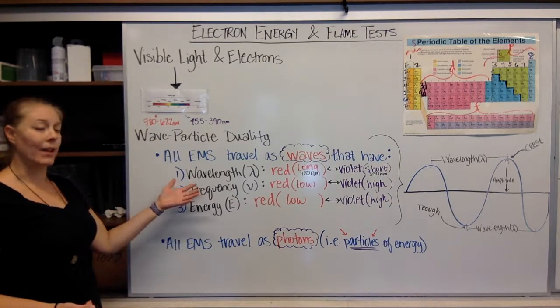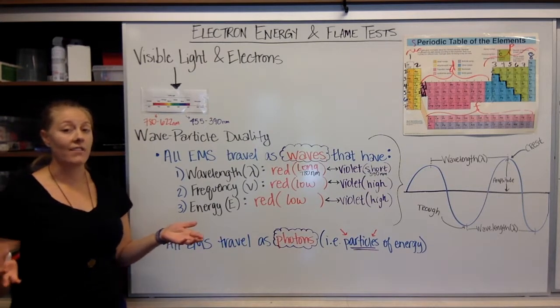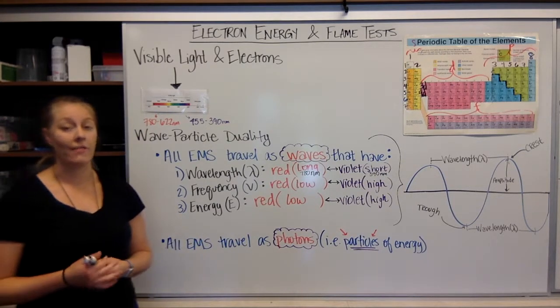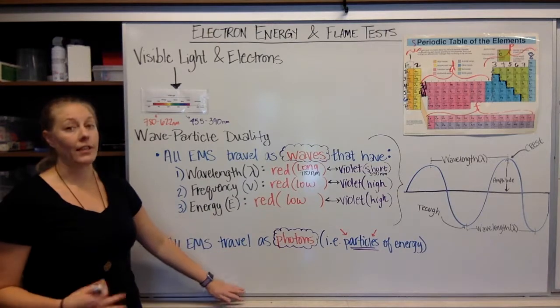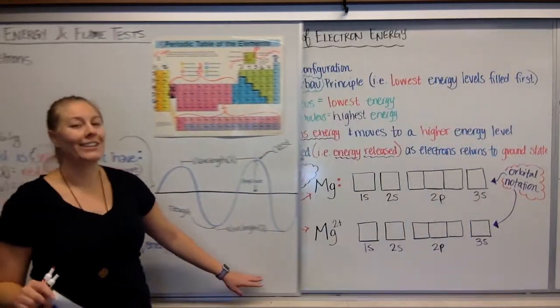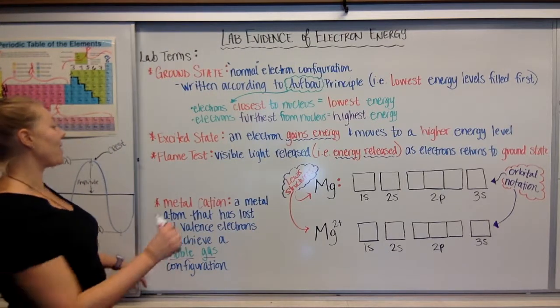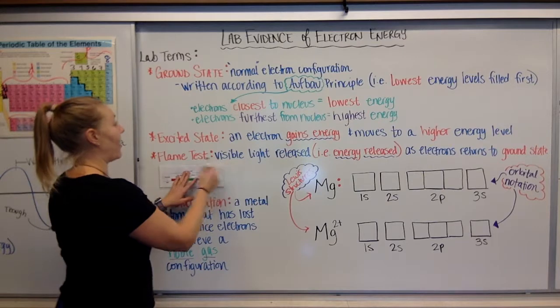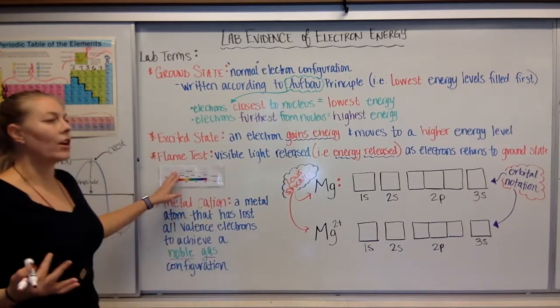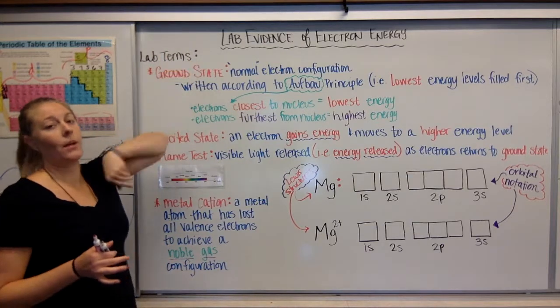Now, along with behaving like waves, all EMS travels as photons as well. So they travel as particles of energy, in addition to traveling as waves. We're going to take a look at what this means for the energy of electrons, especially in our flame test lab. We heard a little bit about this in our POGO, but in case you don't remember, here are some lab terms that we're going to be coming across.